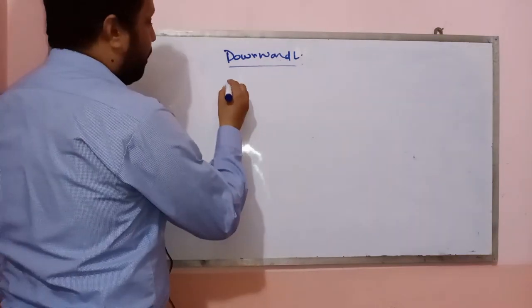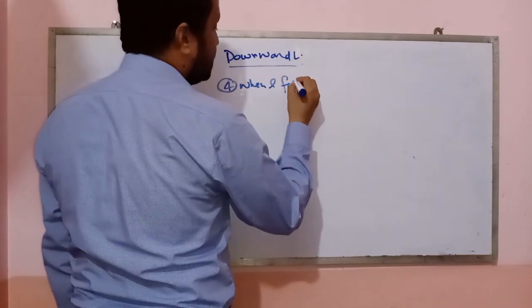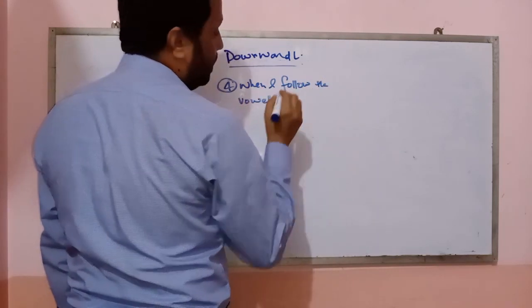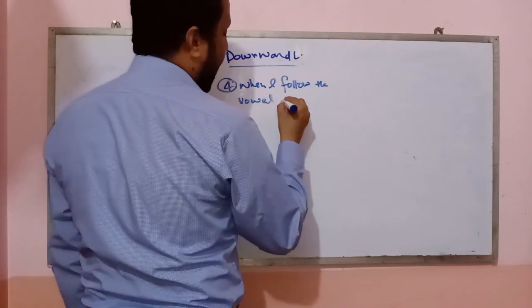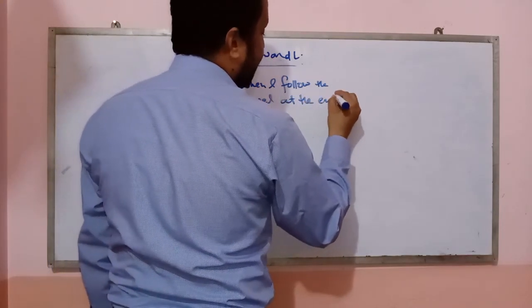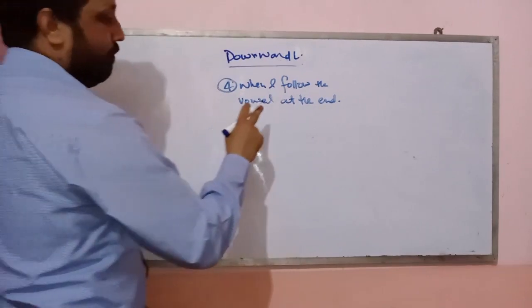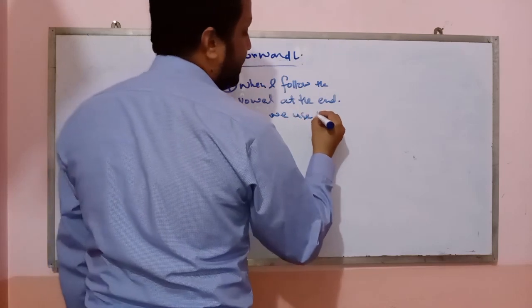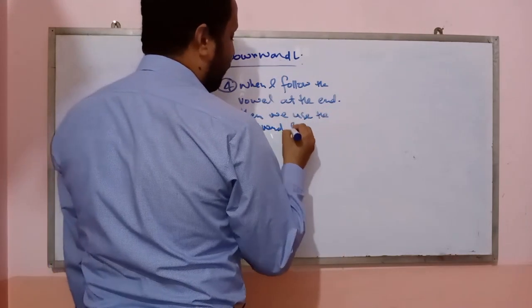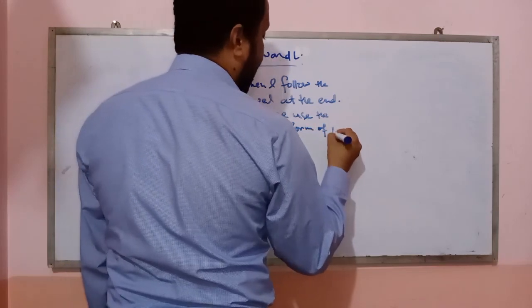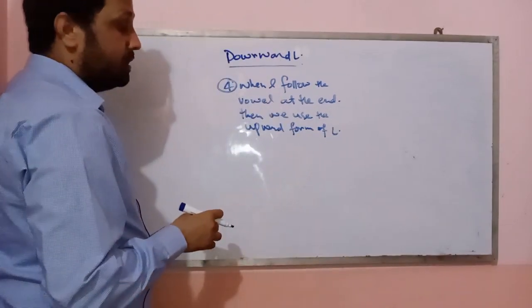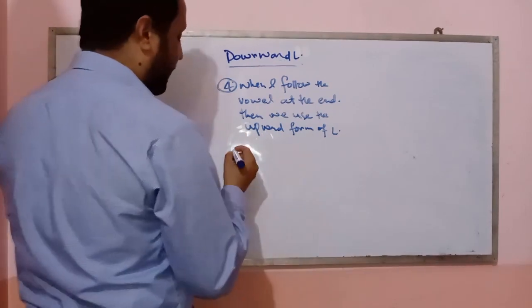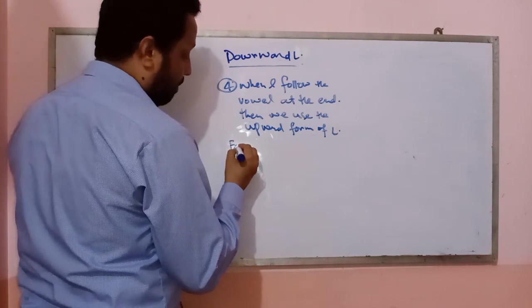Okay. Now, principle number 4 is that when L follows the vowel at the end, then we use the upward form of L. When a vowel comes after L at the end, then we use the upward form of L. Okay, examples: a word follow.